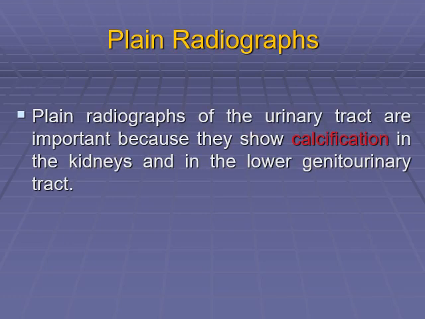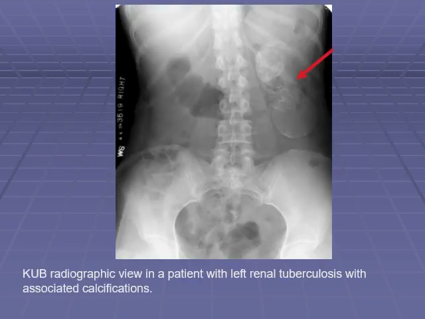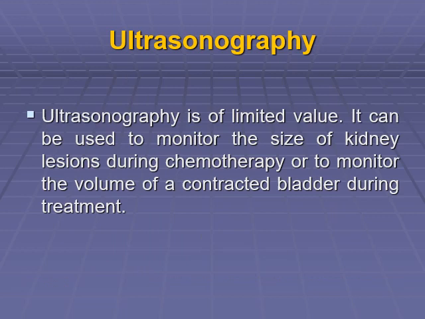What about the plain radiograph, or plain KUB? We can see the calcification in the renal parenchyma, and there we have to differentiate between calcification and stones. Stones mean calcification within the collecting system, but renal calcinosis means calcification within the renal parenchyma, as in this picture. This is a picture of the small dots of calcification in the renal parenchyma. We can do ultrasound, which has limited value, but it can be used to monitor the size of the kidney lesion during chemotherapy or to monitor the volume of the contracted bladder during treatment.